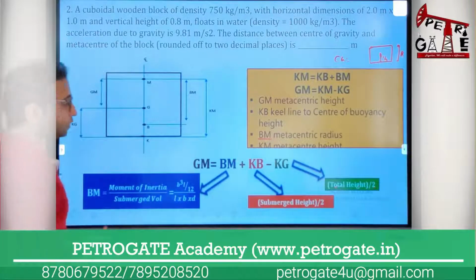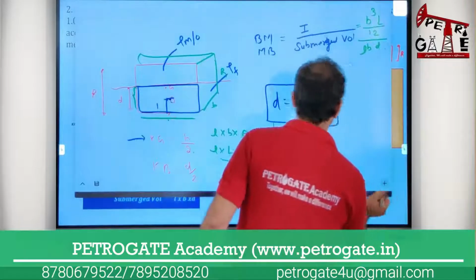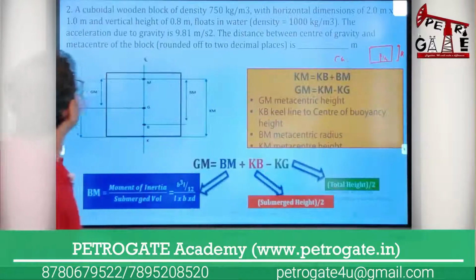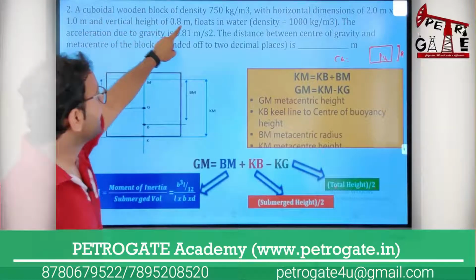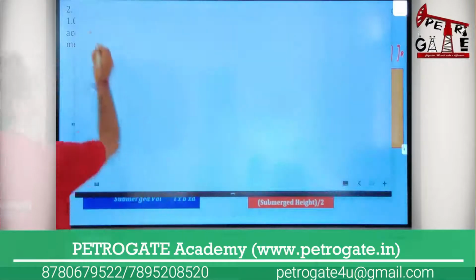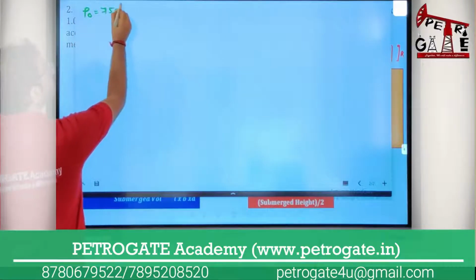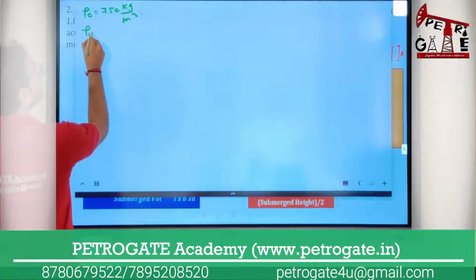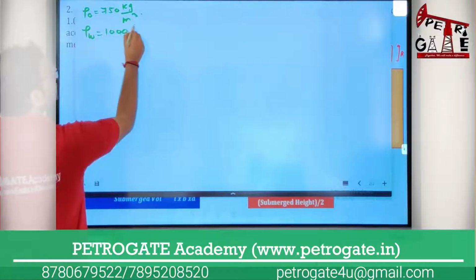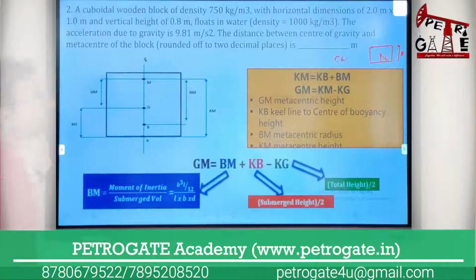Okay, so the question is that, my dear, I am doing the solution of this particular question here. A cuboidal wooden block, its density is 750 kg per meter cube, and the density of water is also given, that is 1000. It is given, okay, the fluid in which my cuboidal block is floating.